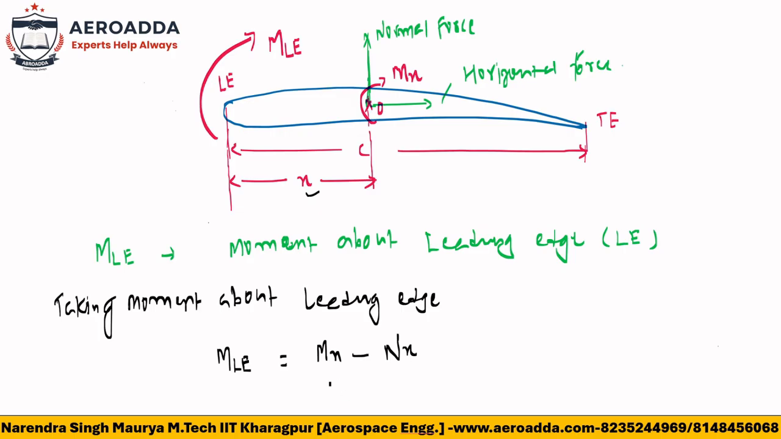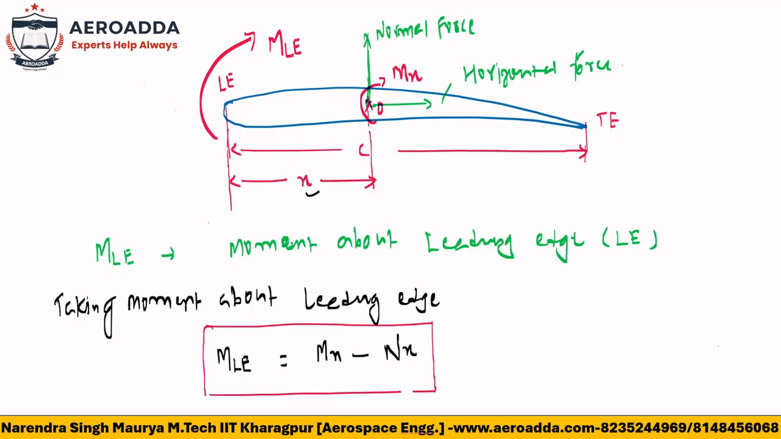Now, in this way you have to calculate the moment about leading edge. Already you have taken moment about leading edge MLE, so that MLE is equal to another moment which is mx. It is already in clockwise, so clockwise moment mx. But if you see the normal force, it is in upwards. So if you take the moment about leading edge, normal force into perpendicular distance x, which is in anti-clockwise, so put minus. This is the moment.